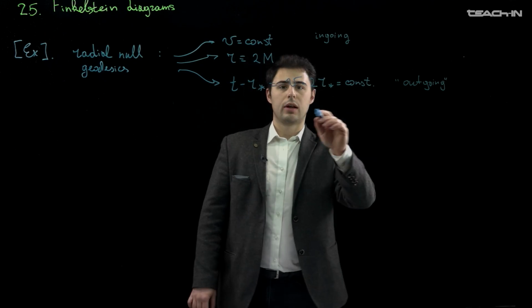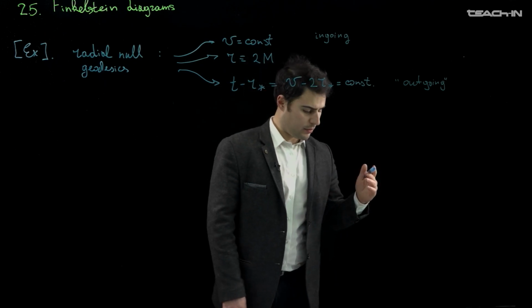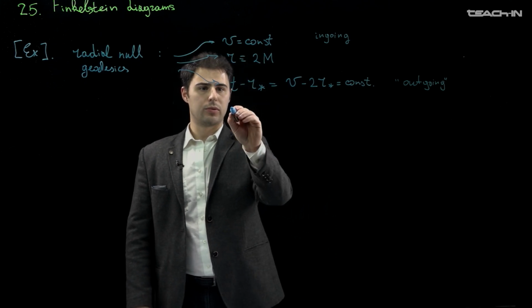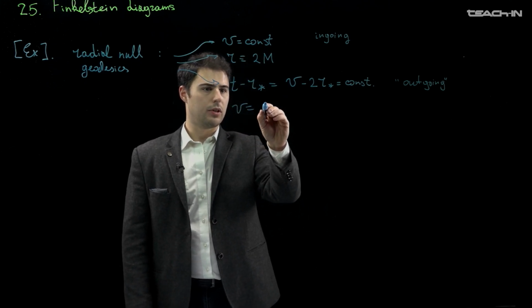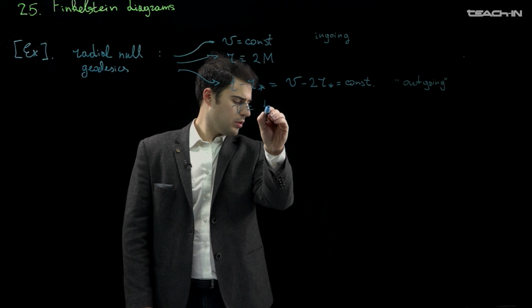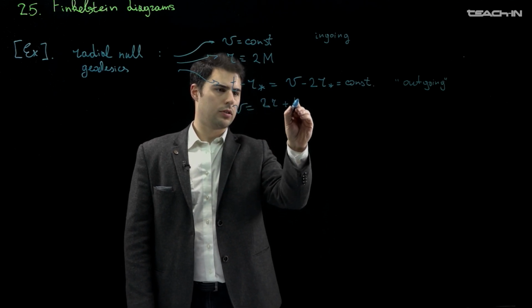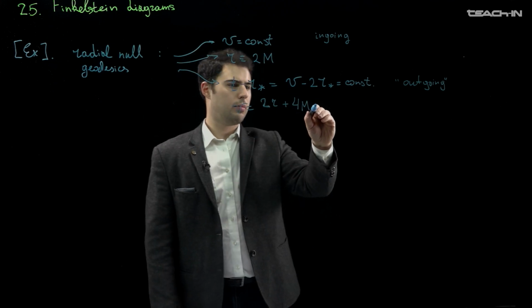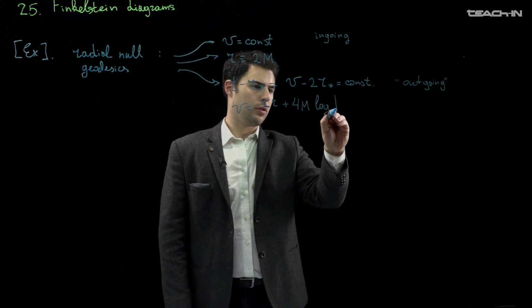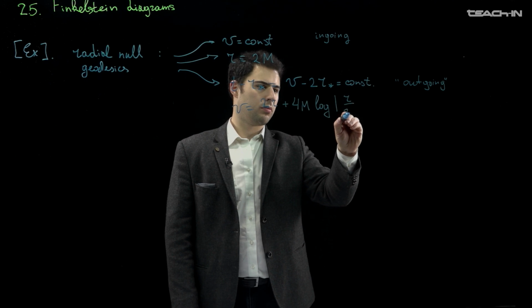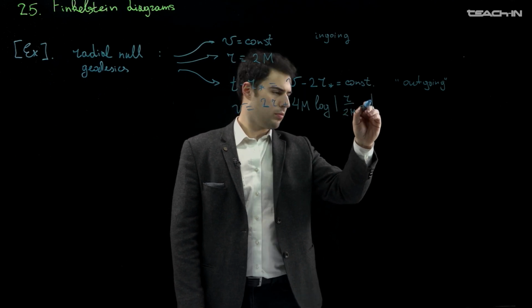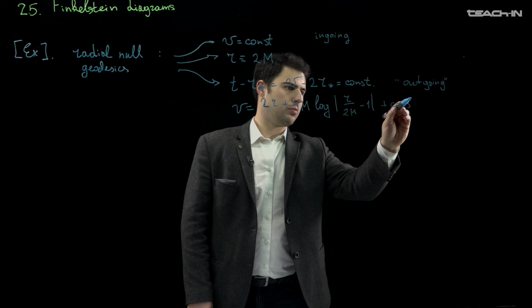From this follows that v equals 2r plus 4m logarithm plus constant.